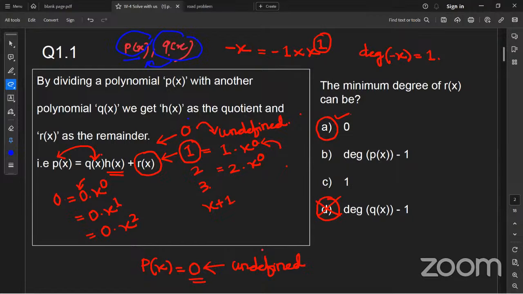Okay, so what is the first question saying? I think most of you have already solved this, right? By dividing a polynomial p(x) by another polynomial q(x), we get h(x) as the quotient and r(x) as the remainder. And we can write p(x) like this: q(x) into h(x) plus r(x), right? So the question is asking, what is the minimum degree r(x) can have? So how can we proceed?